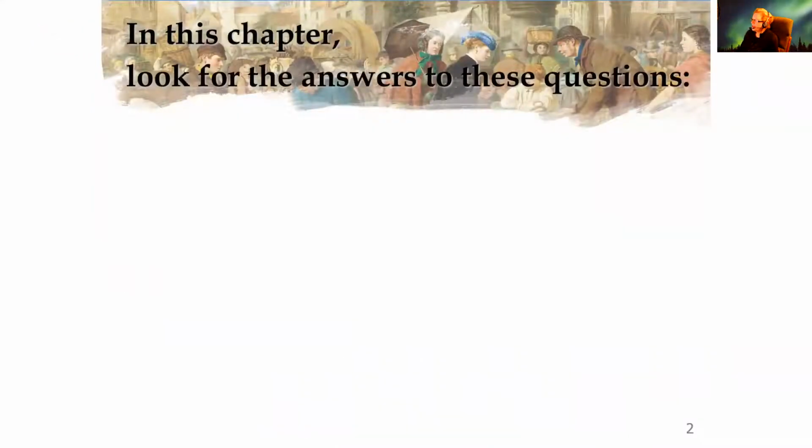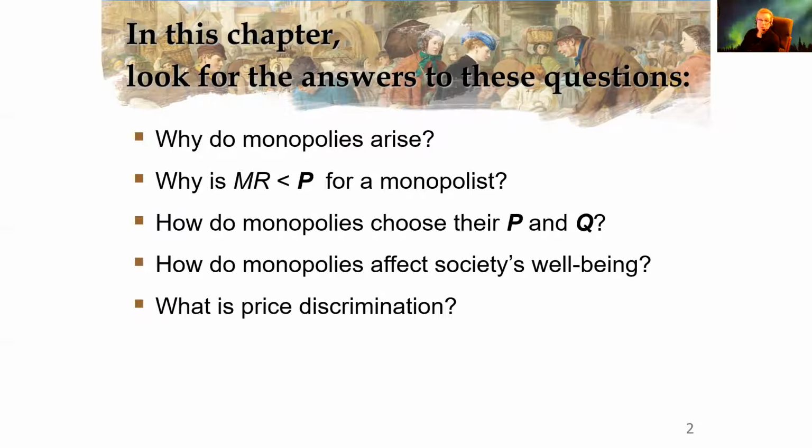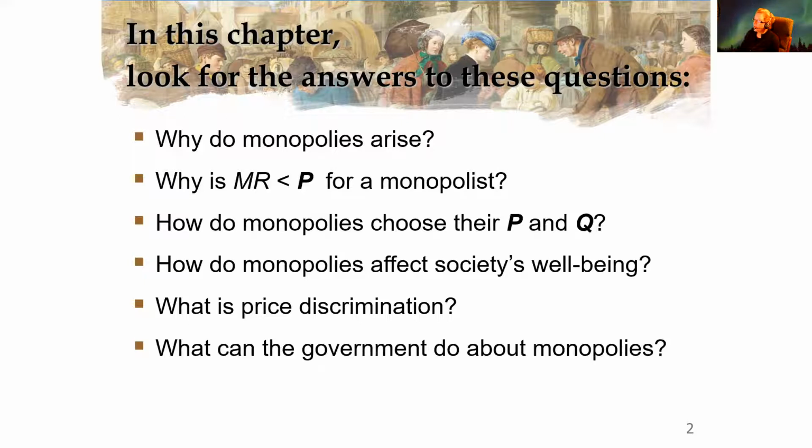Okay, so what we're going to accomplish in this chapter is we're going to look at why do monopolies arise? That's our first objective. 2 is why is price always greater than marginal revenue for a monopolist? How do monopolies choose price and quantity? And if you're already thinking ahead, you're going, marginal revenue, marginal cost. You're right. And then in another objective, we'll look at how do they affect society's well-being. Lastly, what is price discrimination? And so we're going to look at, first of all, why do monopolies arise?